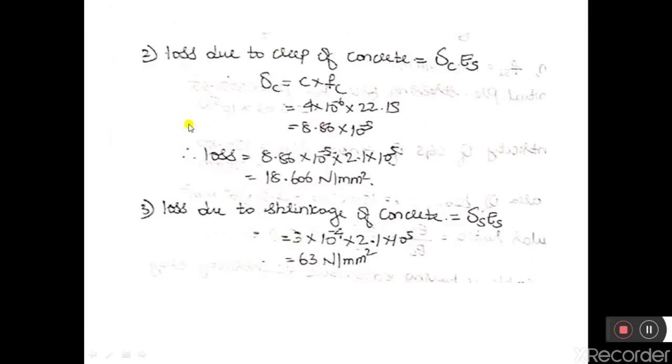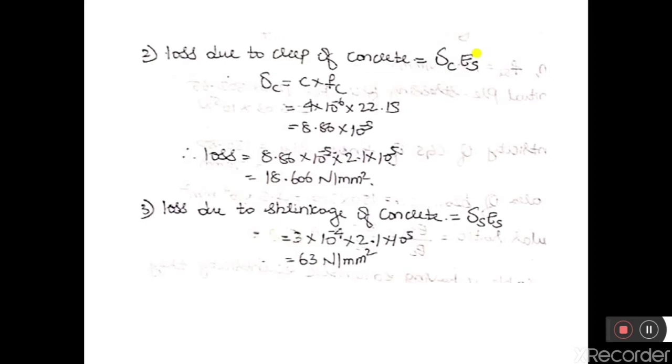And now he has also asked us to calculate the loss due to creep of concrete, shrinkage of concrete, as well as relaxation of steel. Now, in the second case, let us take up the loss due to creep of concrete. So we know the formula for loss due to creep of concrete is equal to delta c into Es. Here, please make a note: the ultimate creep strain is given. The creep coefficient is not given.